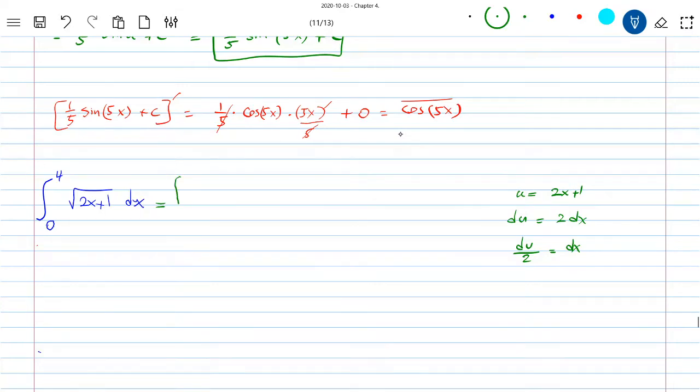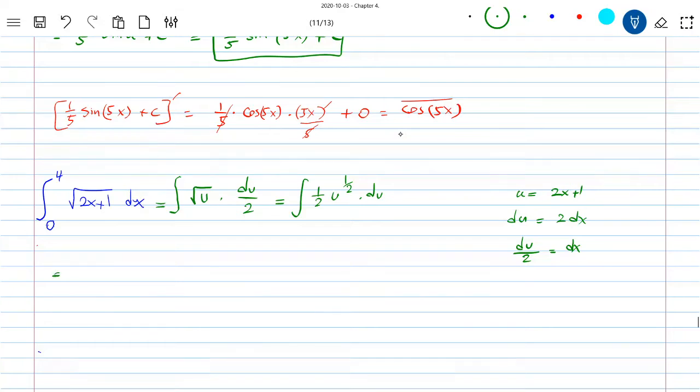Replace those. Here's what I'm going to do. I'm going to ignore the boundaries. I'm not going to write the boundaries. So I have square root of u multiplied by, instead of dx, you write du over 2. Okay. This is the same as the integral of u to the power 1/2, and the 1/2 from du divided by 2 is there. So 1/2 u to the power 1/2 multiplied by du.